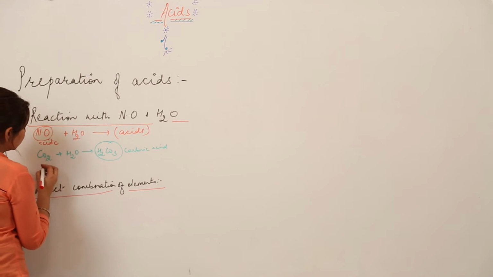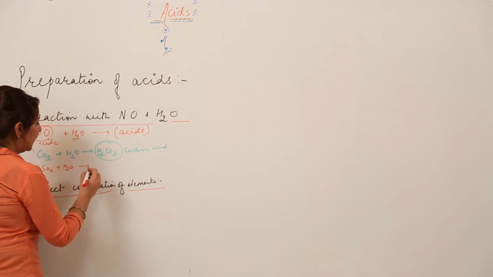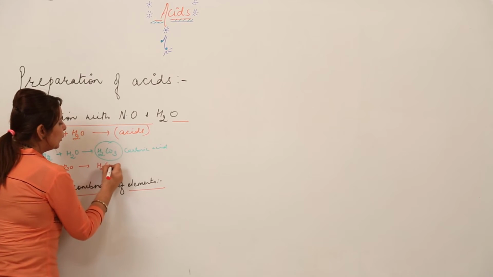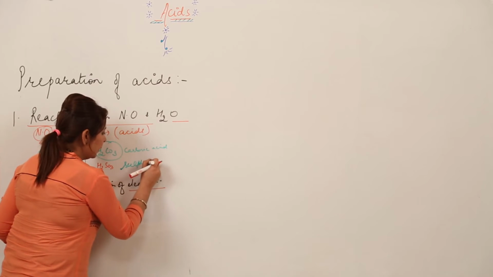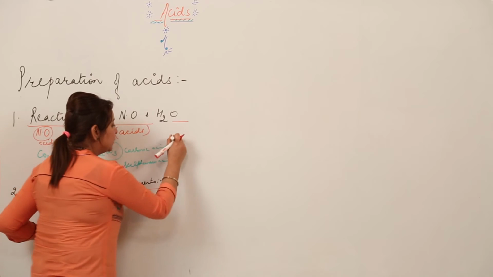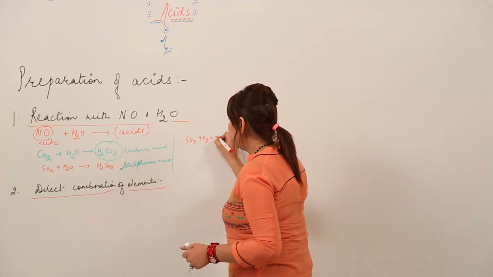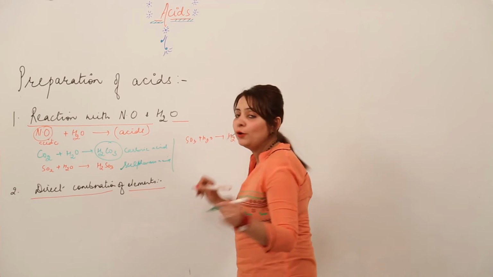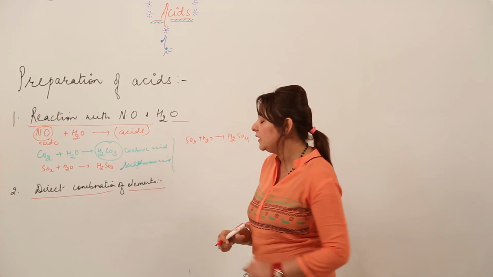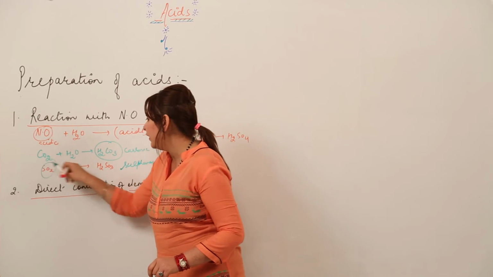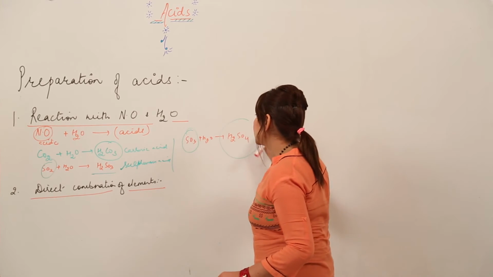Similarly, if I dissolve SO2 in water, what am I going to get? I am going to get H2SO3, that is sulfurous acid. And when I dissolve SO3 in water, what do I get? I get our king of chemicals, sulfuric acid. So just keep in mind, when you dissolve SO2, we get H2SO3, and when we dissolve SO3, we get H2SO4.